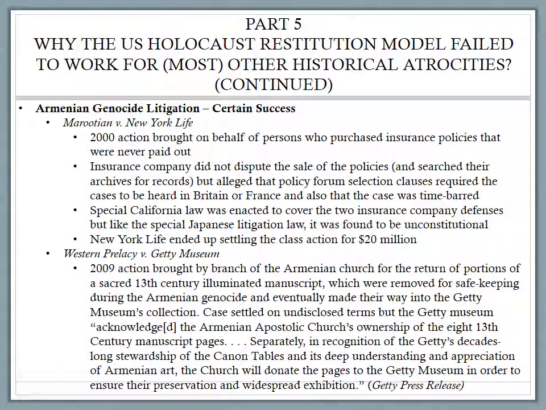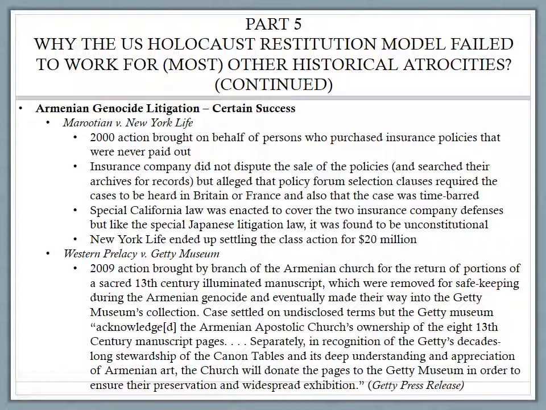And this was the first instance, the first success of Armenian genocide litigation in U.S. courts. The second instance of success was a case called Western Prelacy versus Getty Museum. This was a case I was actually involved in. And it was a 2009 action brought in California State Court by a branch of the Armenian Church for the return of portions of a sacred 13th century illuminated manuscript by Toros Roslin. The 8 illuminated canon tables appearing at the back of the Bible were removed for safekeeping during the Armenian genocide, and they eventually made their way into the Getty Museum's collection.